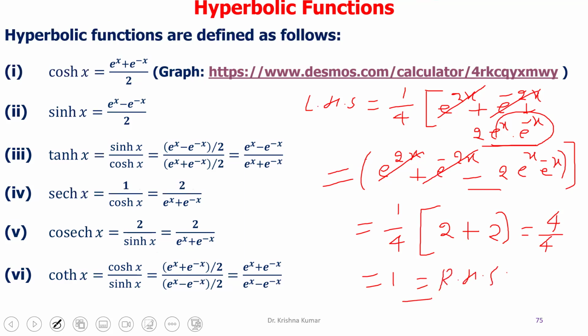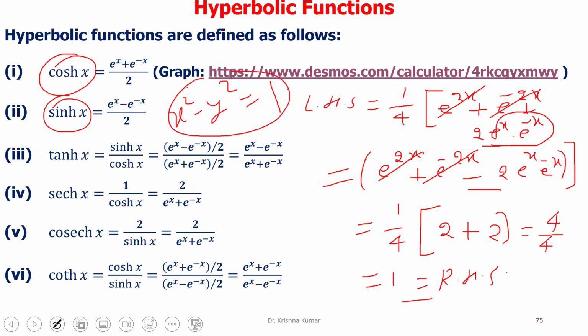So cosine hyperbolic x and sine hyperbolic x both satisfy the equation of hyperbola x square minus y square equal to 1. Therefore, these functions are called hyperbolic functions.